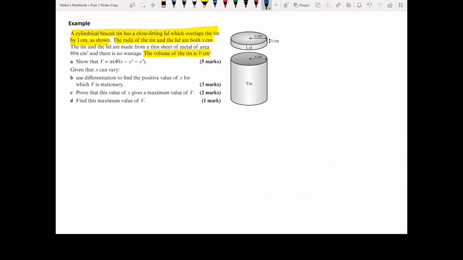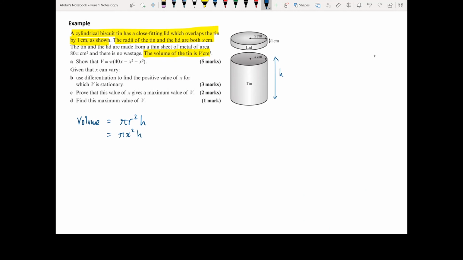So volume of a cylinder is equal to pi r squared times h. And here the radius is represented by x, so we'll say pi x squared times h, which we don't know. It's not given to us in the question. So this here, I'll label as h.